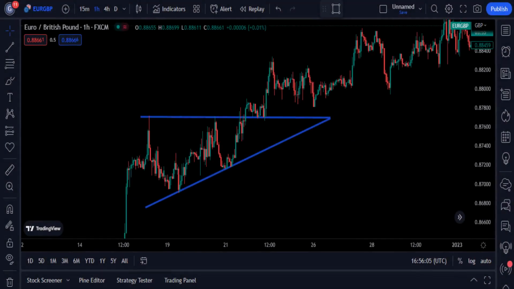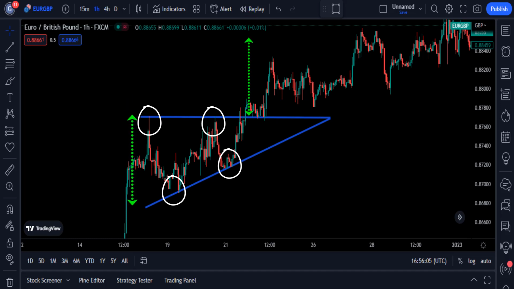So in this example, breakout occurred at about 70% of the triangle, and we have at least 4 touch points on the trend lines. So you are going to set the take profit to be the height of the triangle measured after the breakout. Stop loss will be the highest point of the second to the last swing low.